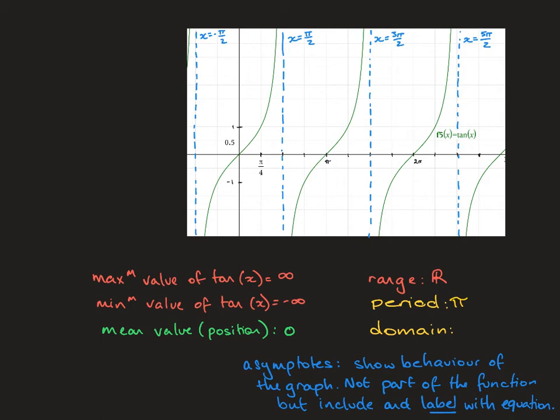Now our domain is all real numbers except for where those asymptotes are occurring. And those asymptotes are currently occurring at odd numbers of pi on 2. So the number at the top is an odd number times pi over 2. So to write that, we actually write 2n minus 1 to make an odd number of pi over 2, where our counter, our n, is an element of Z.